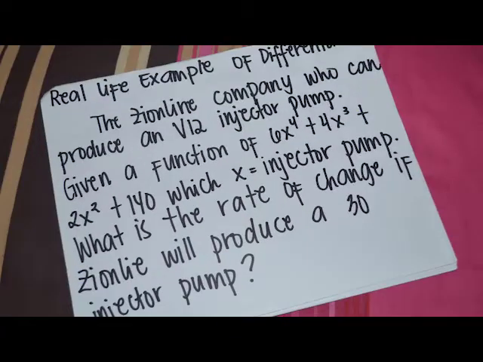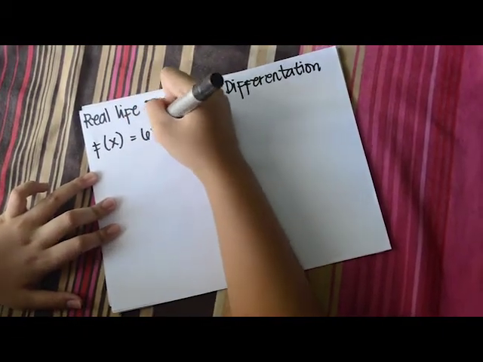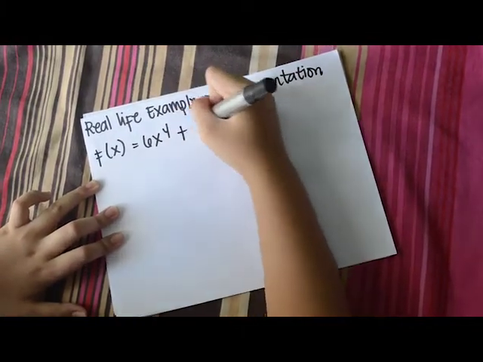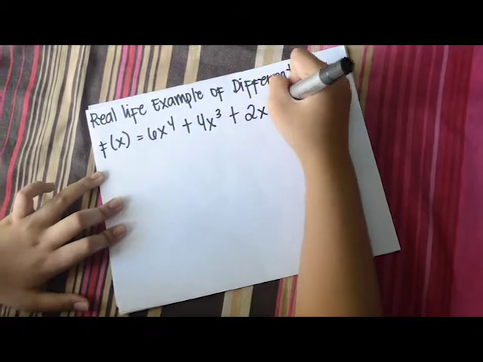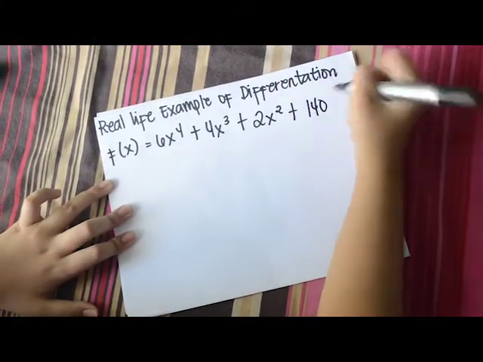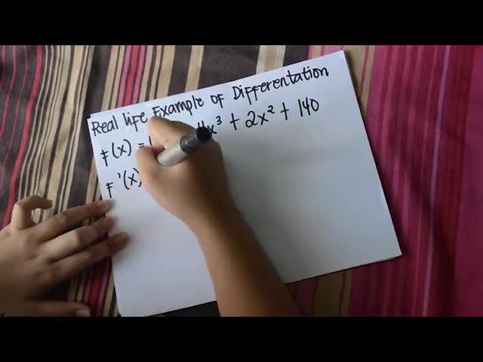The second part of this video is solving a real-life problem using differentiation. Here is an example. The Jesene company can produce a V12 injector pump. Given a function of 6x raised to 4 plus 4x cubed plus 2x squared plus 140, and x is equal to the number of injector pumps, what is the rate of change if Jesene will produce 30 injector pumps? So we are asked to find the rate of change in the problem.